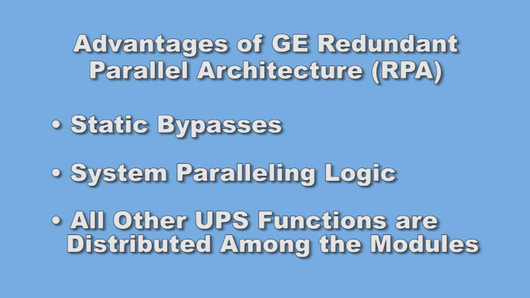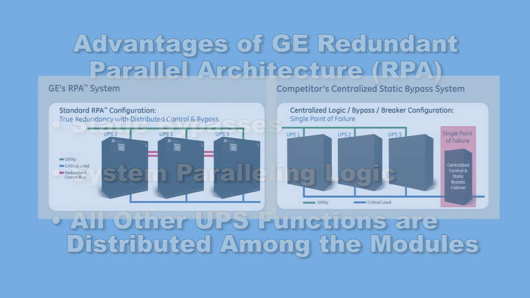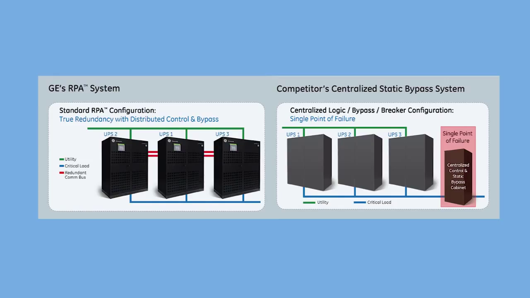The main advantages of GE's RPA are that all the static bypasses, all the critical paralleling logic, and all other critical module functions are distributed amongst the modules in the system. And as you can see in the image, the RPA system is very different from legacy centralized bypass systems because they have a single point of failure with the static bypass and control logic, as well as extra footprint and additional install costs. At this point, we will bring the full system online.